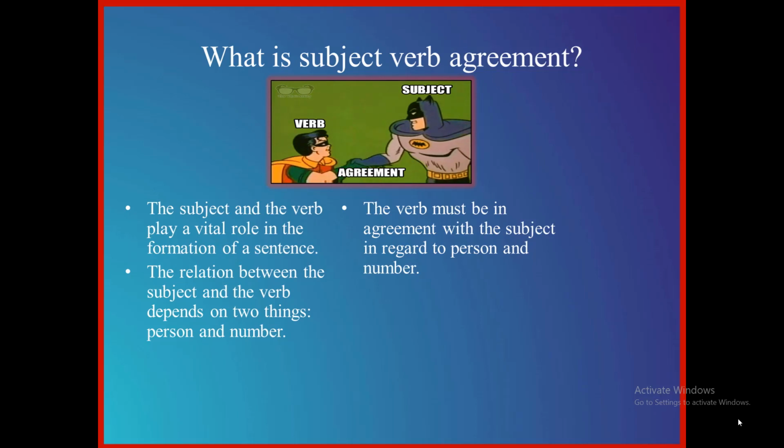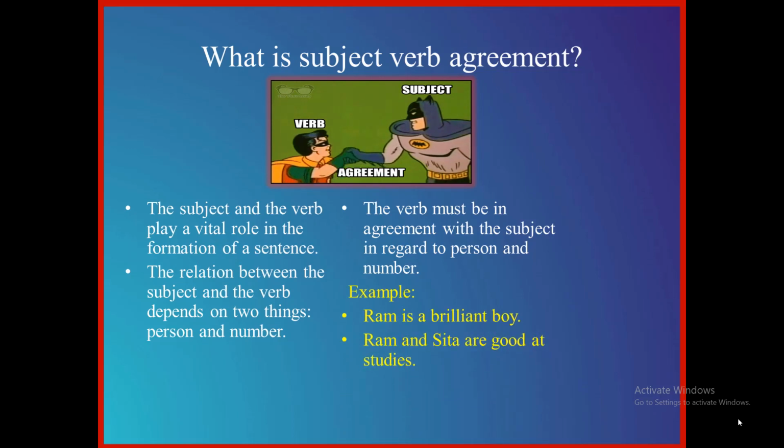Look at the next sentence. The verb must be in agreement with the subject in regard to person and number. Just now I said it, right? If the subject is singular, the verb should also be singular. That's what has been repeated in this sentence. Just look into the example.